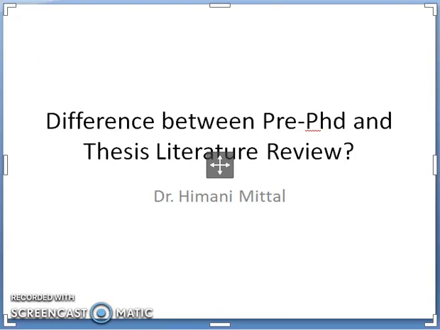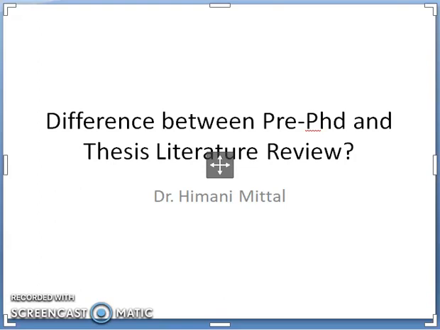Whereas in the thesis, the focus is on the actual technical chapters that will follow the literature review chapter, and therefore you have to specifically work on each objective, and you have to look at what all techniques already exist, what are their accuracies, and you have to bring out how your technique is going to be better than these techniques in a theoretical manner. And therefore the focus of the pre-PhD literature review and the focus of the thesis literature review will be different.